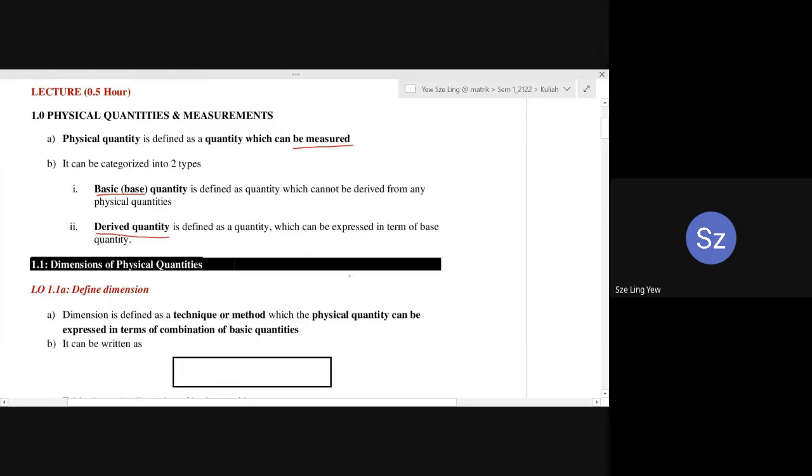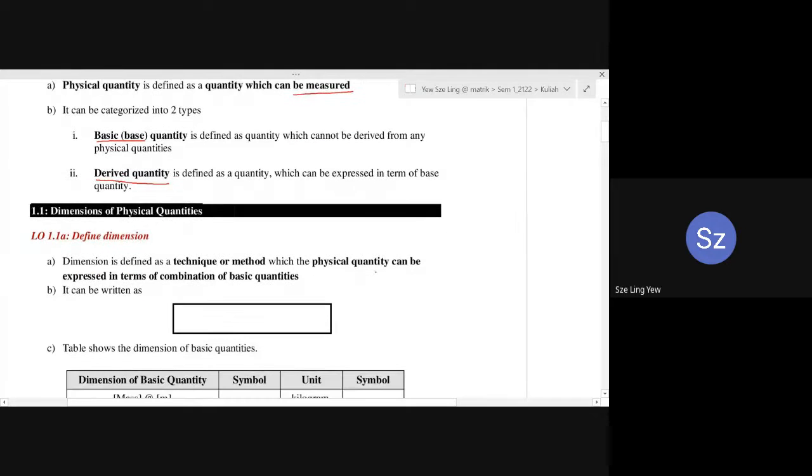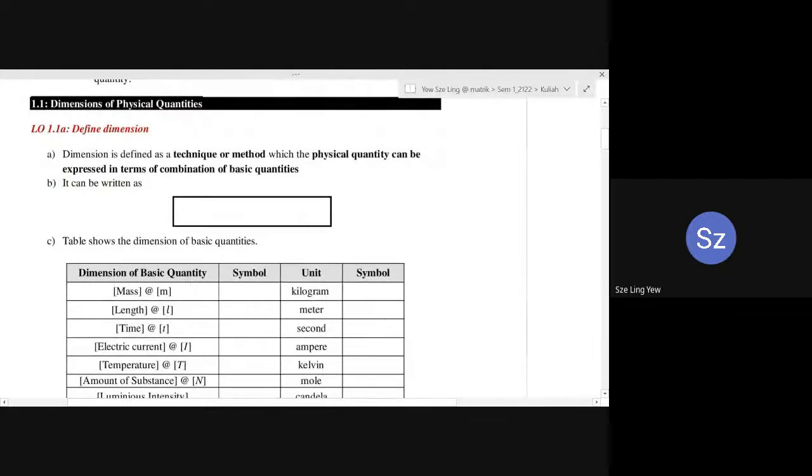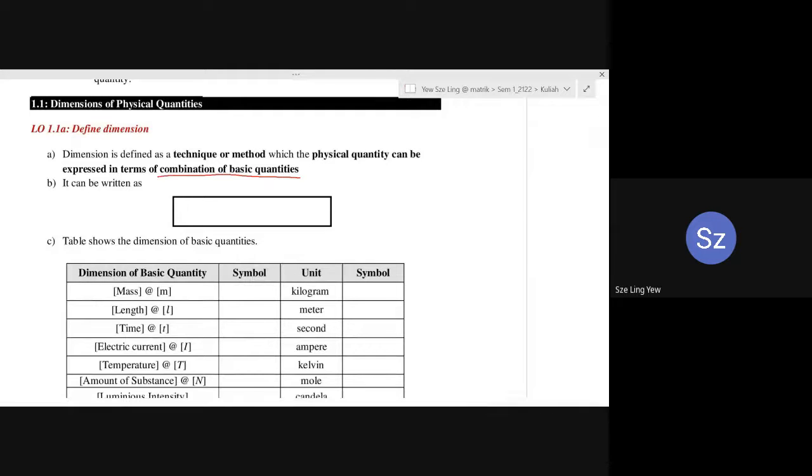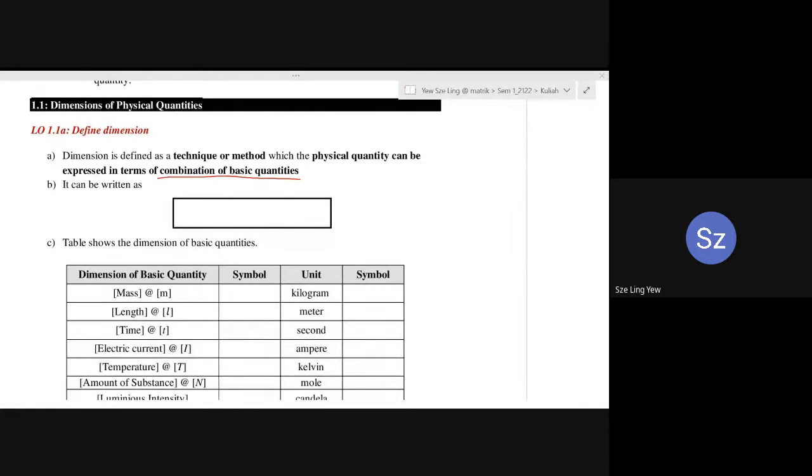Now, how are we going to derive it then? We use a method called dimensional analysis. Dimensional analysis is defined as a technique or method in which a physical quantity can be expressed in terms of combinations of basic quantity. So you combine different basic quantities and then it becomes a derived quantity. After you derive it, it can be written as a physical quantity. This is how we write it down.